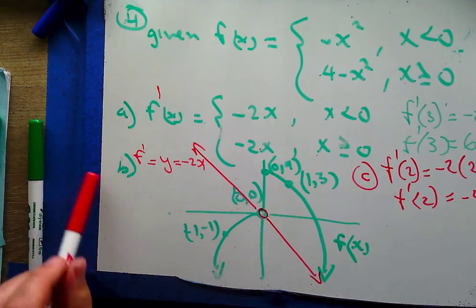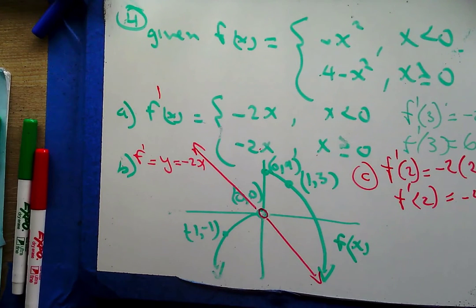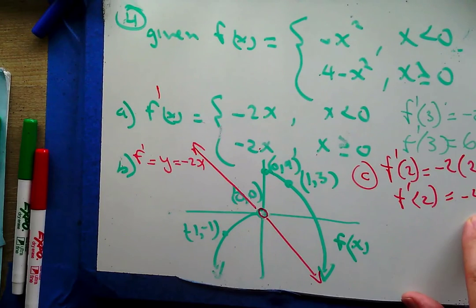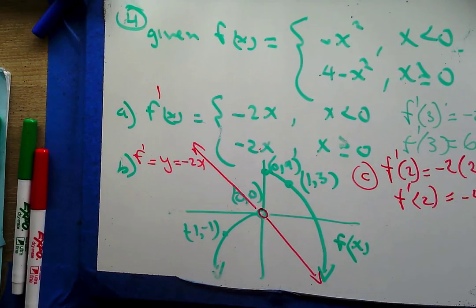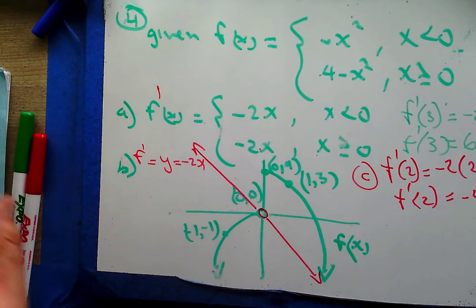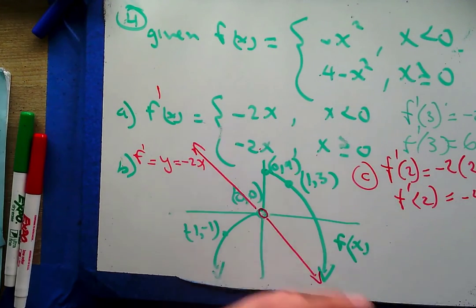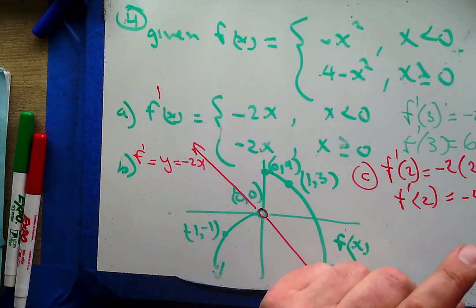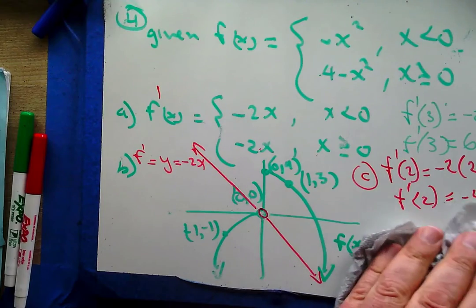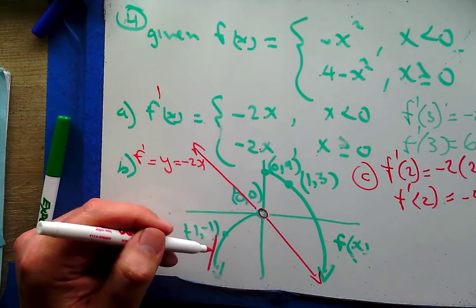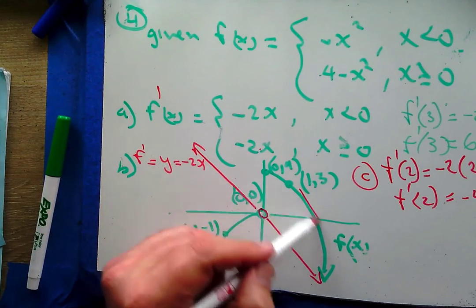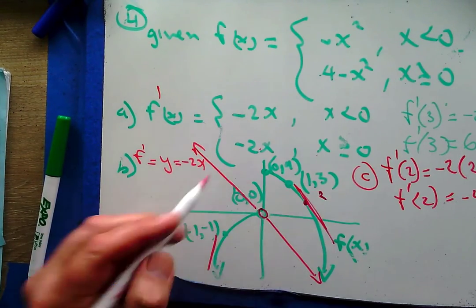Part D, explain what your answers in part C represent. Oh, well, this represents the slope at x equals 2 on the graph of f. Okay? And the other one represented the same thing, except it was the slope at -3 on f of x. So I was finding the slope over here at -3, and I was finding the slope over here at +2.